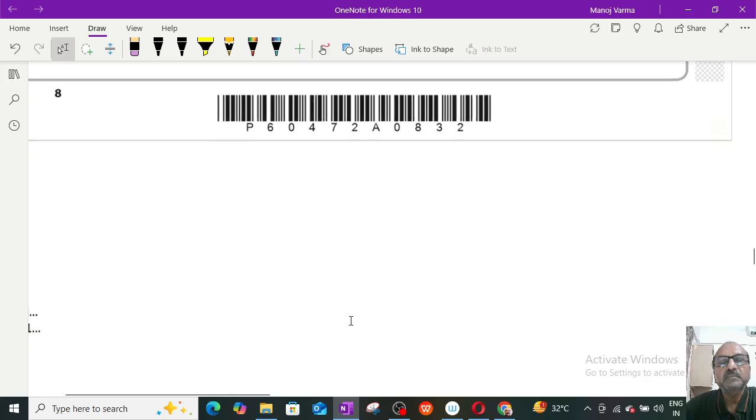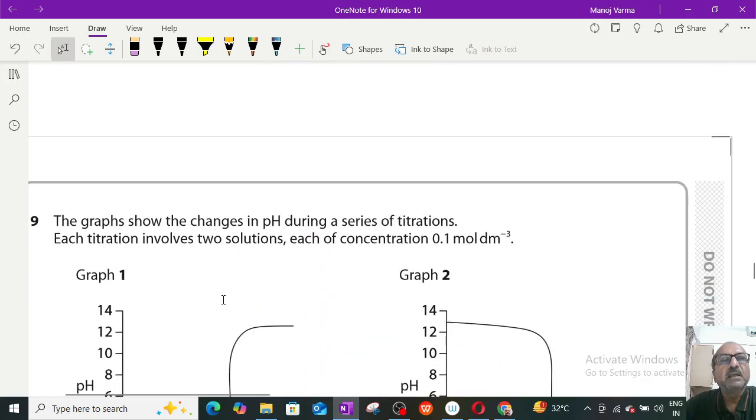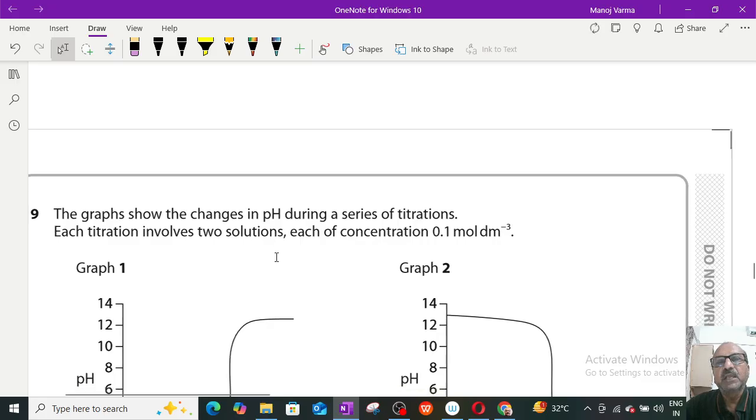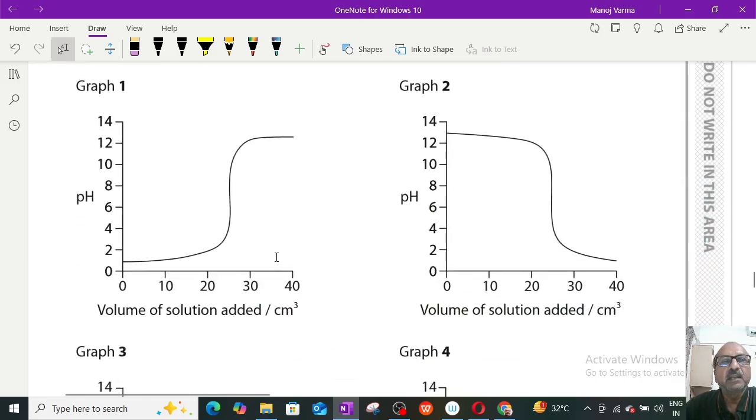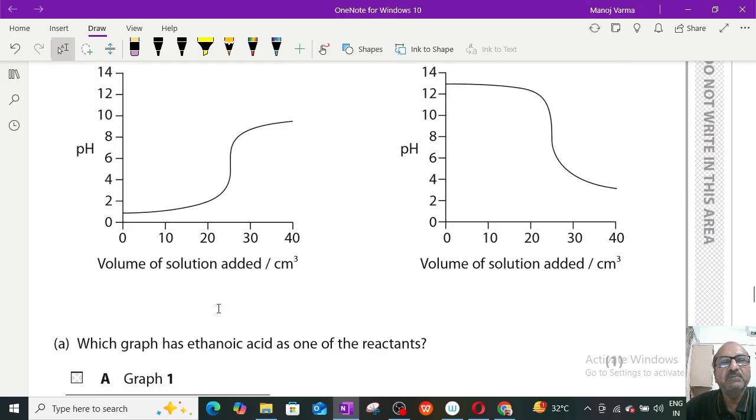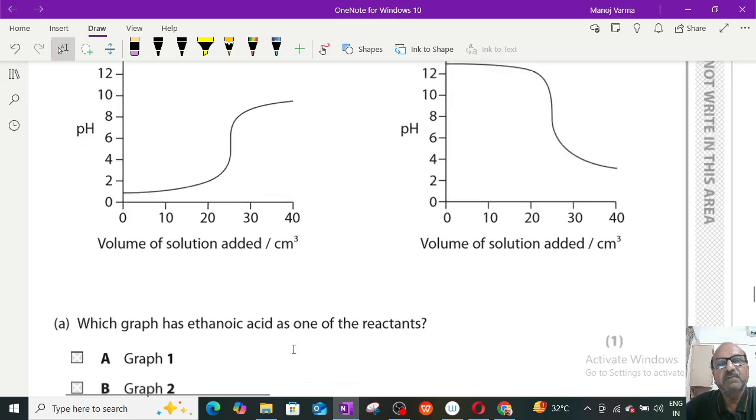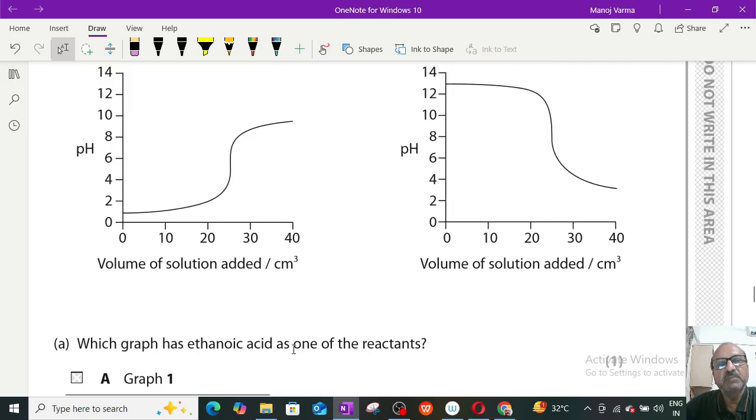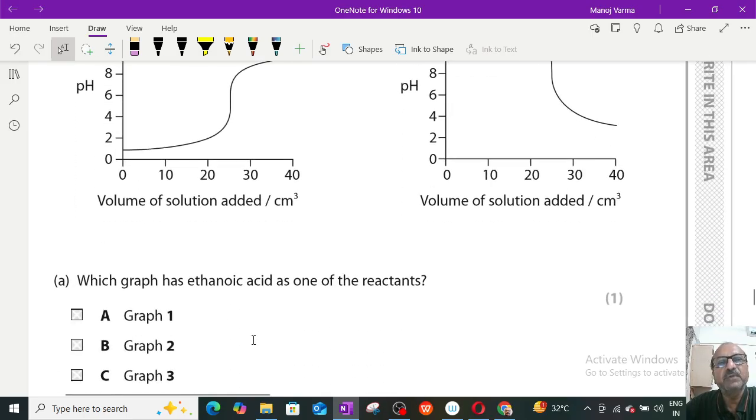So the graph shows the changes in pH during a series of titration. Each titration involves two solutions, each of concentration 0.1, and the question says which graph has ethanoic acid as one of the reactants. Now here they have not said whether ethanoic acid has been taken in the burette or it has been taken in the flask, because that could change the shape of the graph. So we have to consider from both the ways.